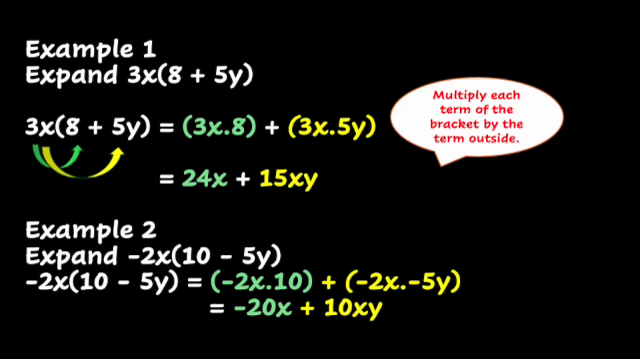In example 2, we have to expand minus 2x times 10 minus 5y. We use the same method. So we multiply minus 2x and 10 first. And next step is to multiply minus 2x and minus 5y. Keeping the sign conventions in mind, we simplify. So our answer would be minus 20x plus 10xy. So this is the answer to the second example.